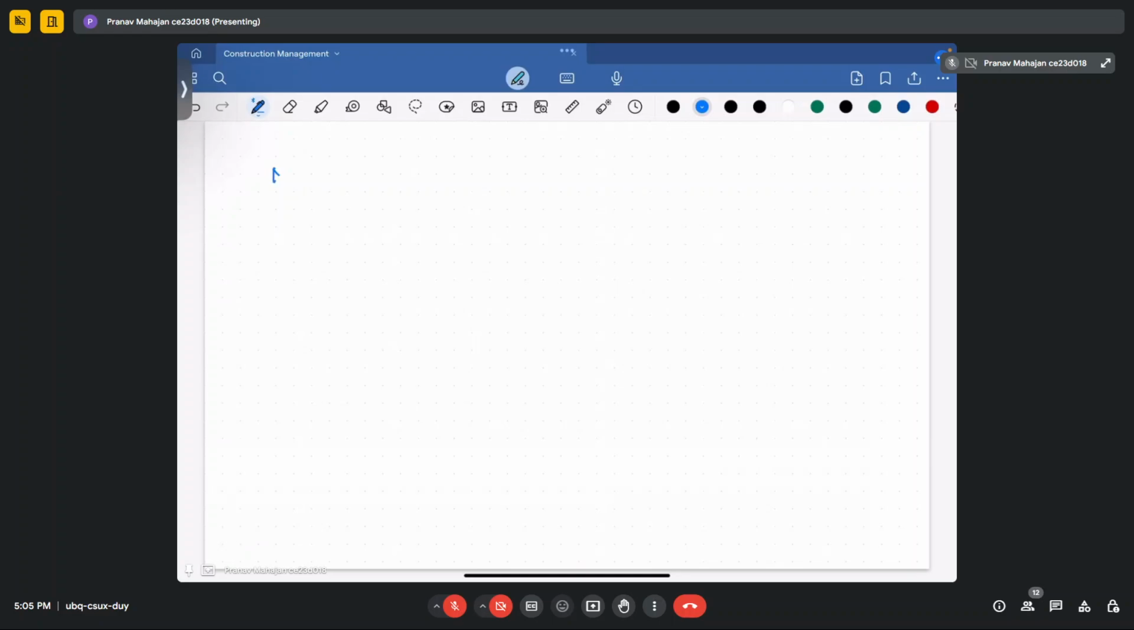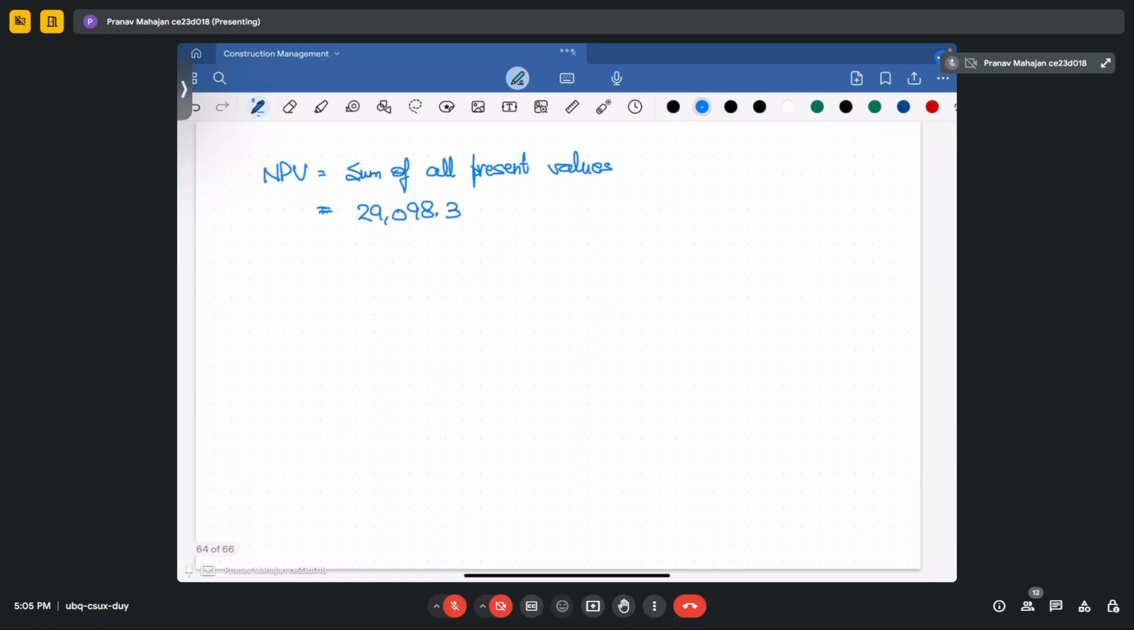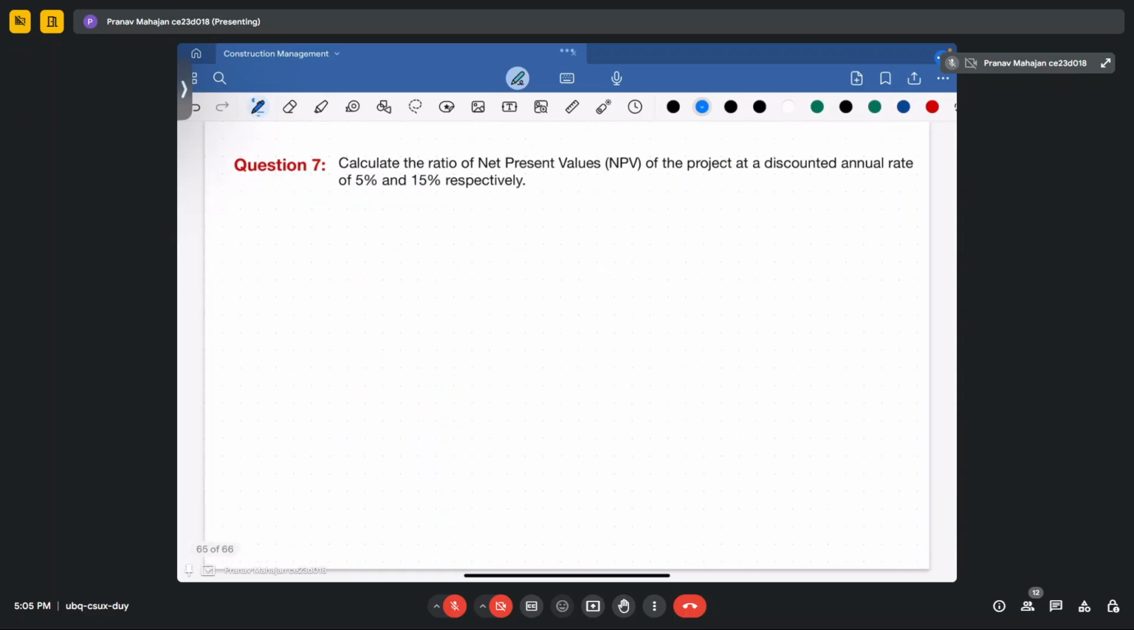So NPV is the sum of all present values. If you do that, it becomes 29,098.3. Okay, so your NPV is positive. That means this project is feasible for you. Okay, so now moving to the next case.